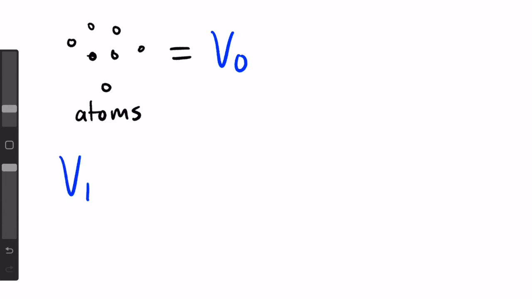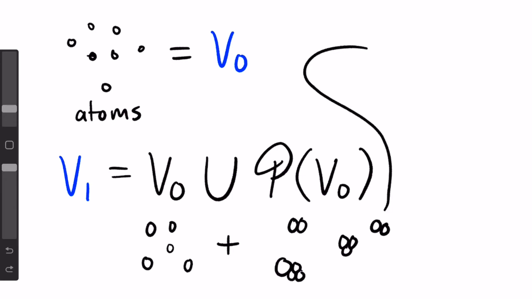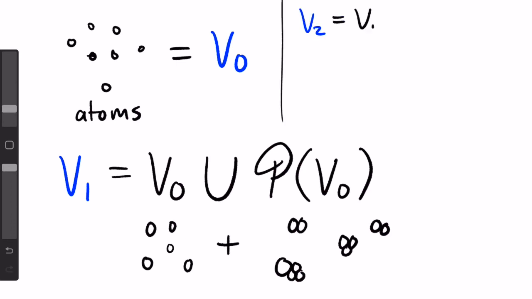Now, let V1 be all the atoms in V0, union with the power set of V0. Let's call the elements of V1 molecules, even though that isn't an actual name for what they are. Molecules include all our atoms and all possible combinations or subsets of our atoms. Then we can combine all these molecules to make V2, which is the set of maybe all materials or something. V2 equals V1 union power set of V1. And we do this again and again to make the set of all objects and so on.